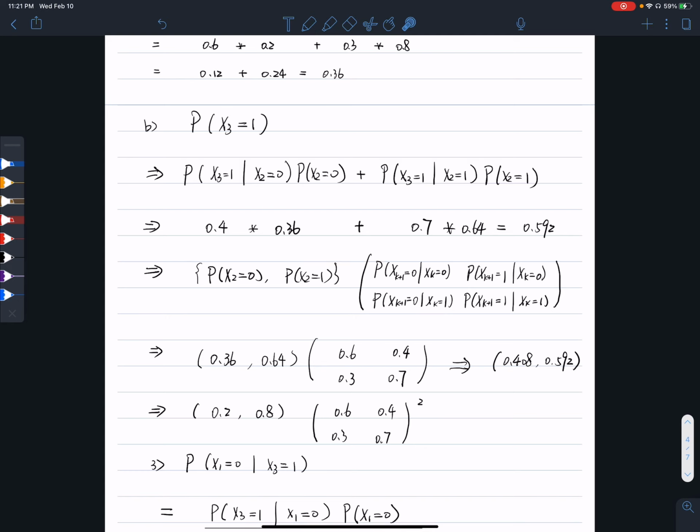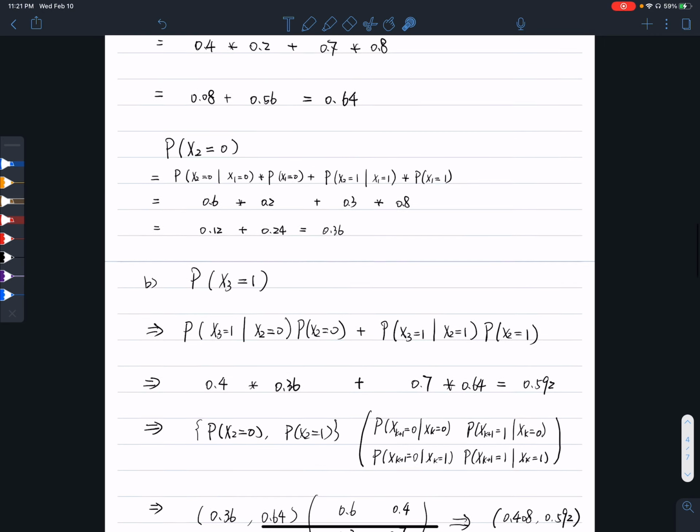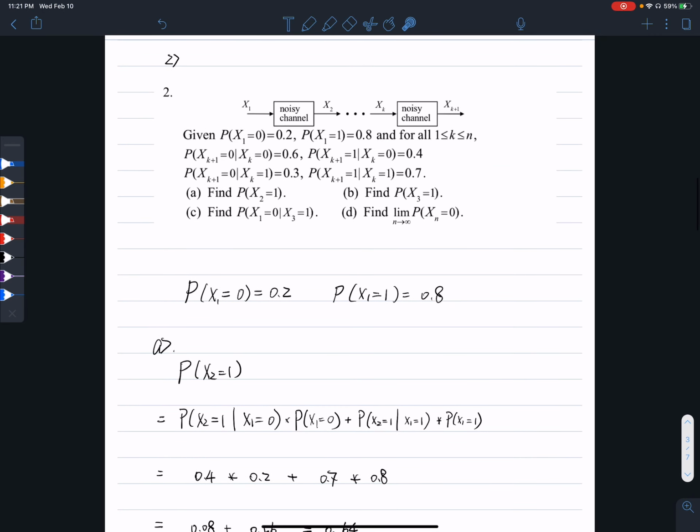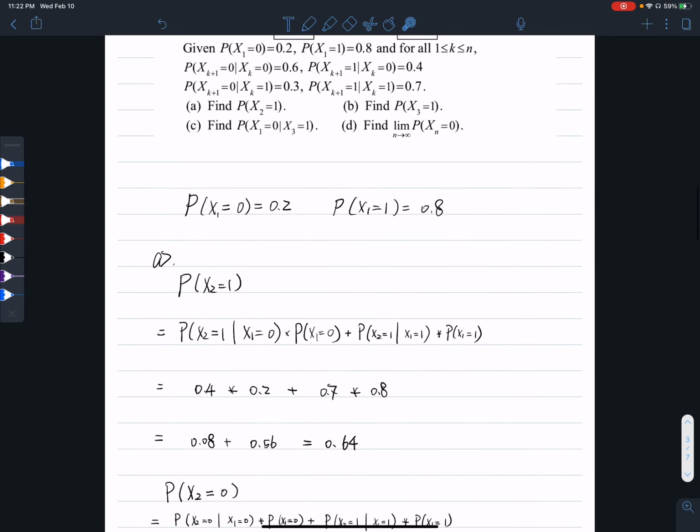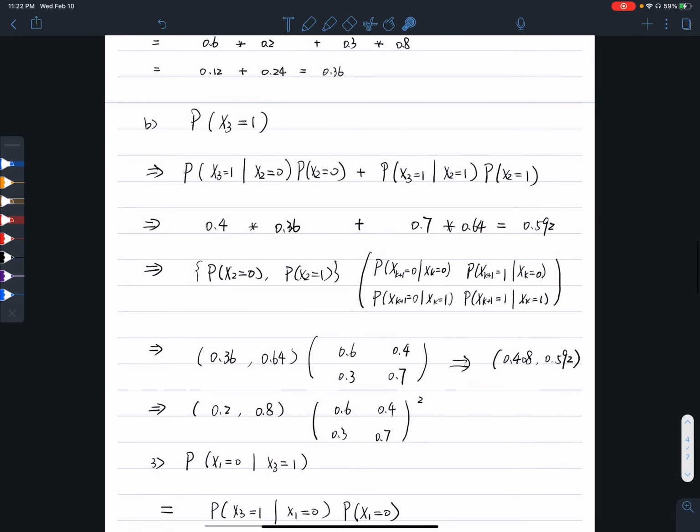So similarly, we go back to the question and have the similar probability here. Given xk equal to 0 and xk plus 1 equal to 1, the probability is 0.4, and similarly here, xk equal to 1 and xk plus 1 equal to 1, the probability of that is 0.7. So here we got this equation, and after calculating it we got 0.592.